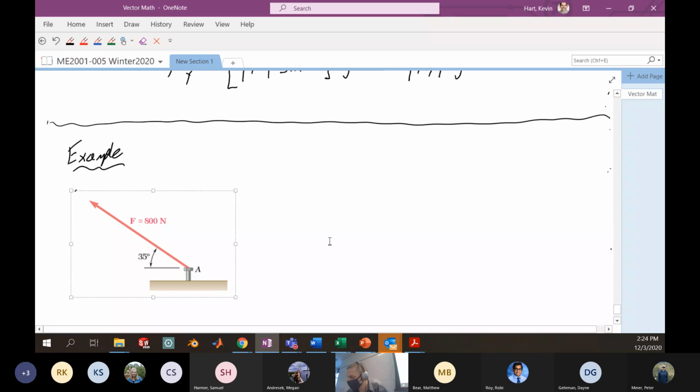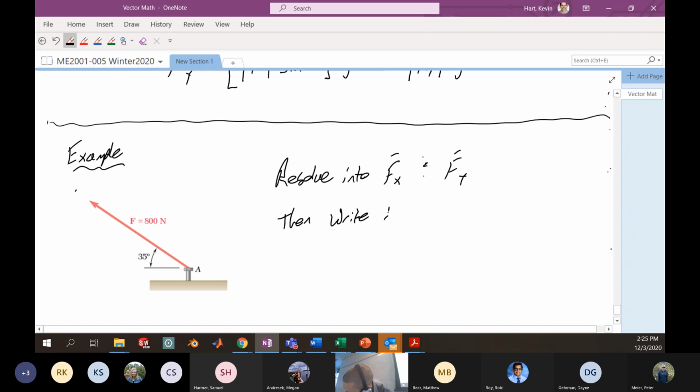This guy here, and we want to resolve it into components fx and fy, and write it in terms of unit vectors.